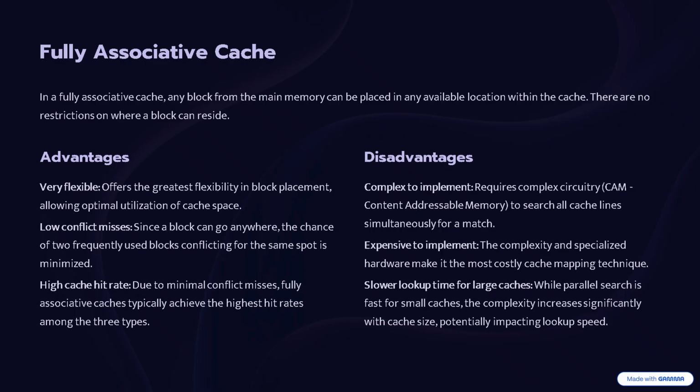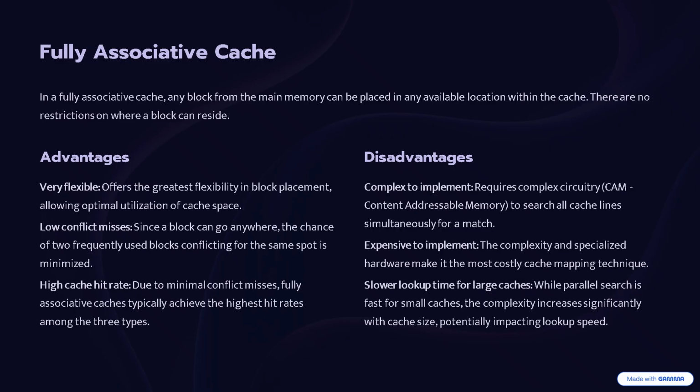It has low conflict misses. Since a block can go anywhere, the chance of two frequently used blocks conflicting for the same spot is minimized. Also, it has a high cache hit rate due to the minimal conflict misses. Fully associative caches typically achieve the highest hit rates among the three types.